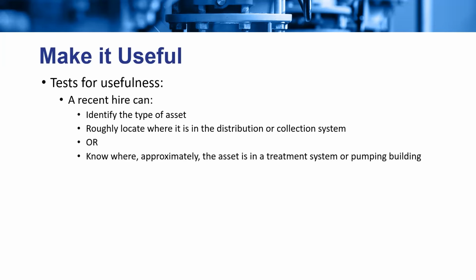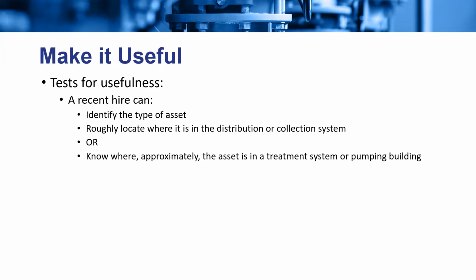One of those would be, if your utility were to hire a new person into your utility staff, can the recent hire identify the type of asset that is involved from the asset name? Would the recent hire be able to understand this is a pipe, this is a pump, this is a storage tank, for example? Another test would be, could that recent hire, who has gained some familiarity with your systems, roughly locate where that asset is in either the distribution system or the collection system?